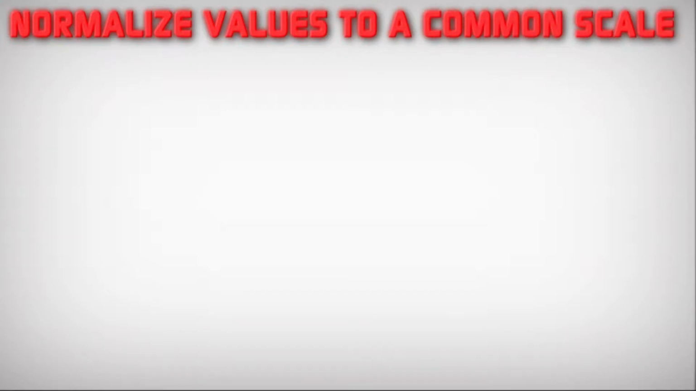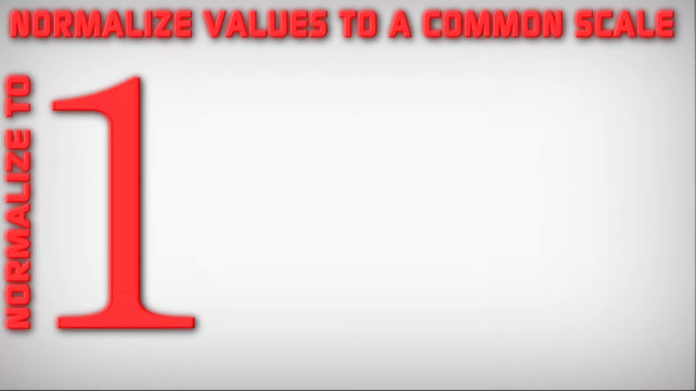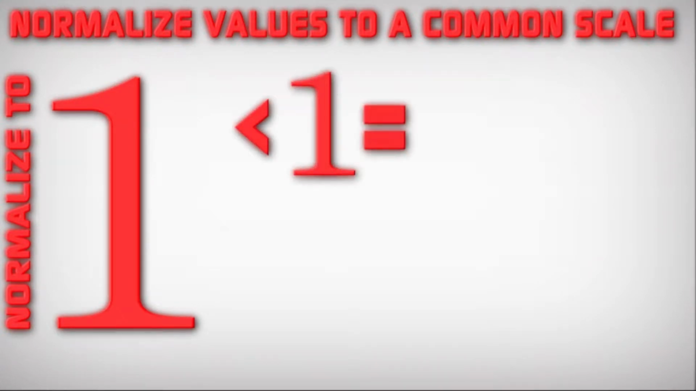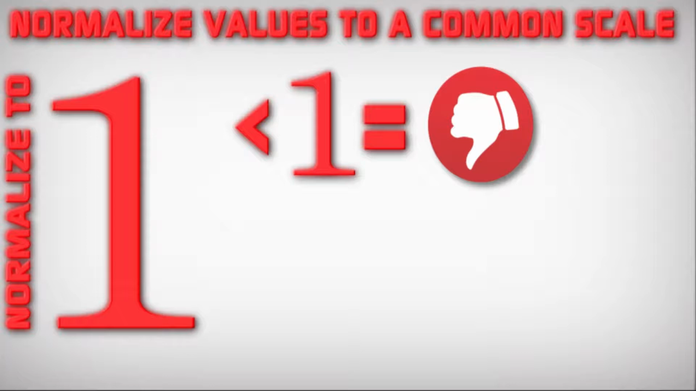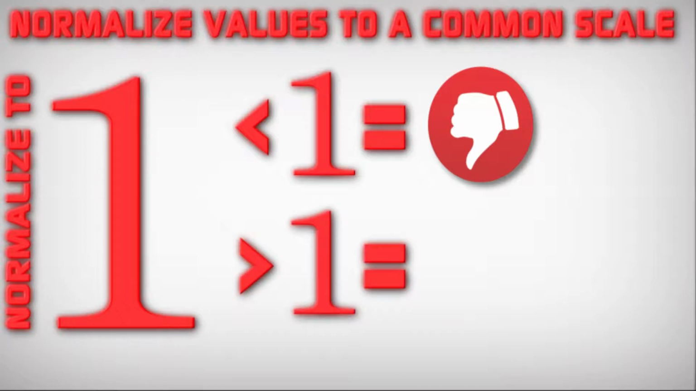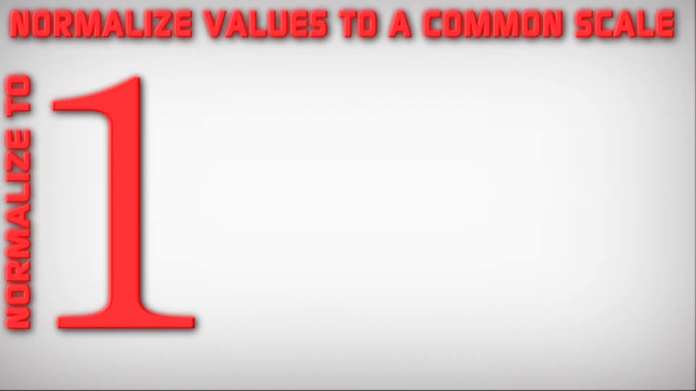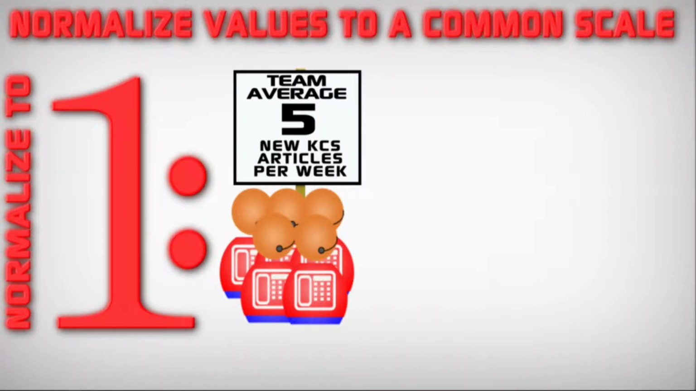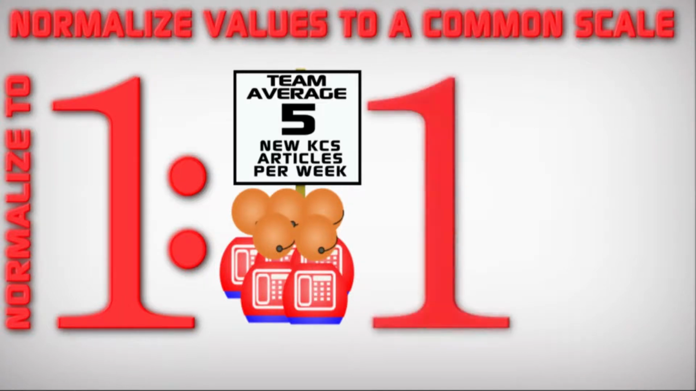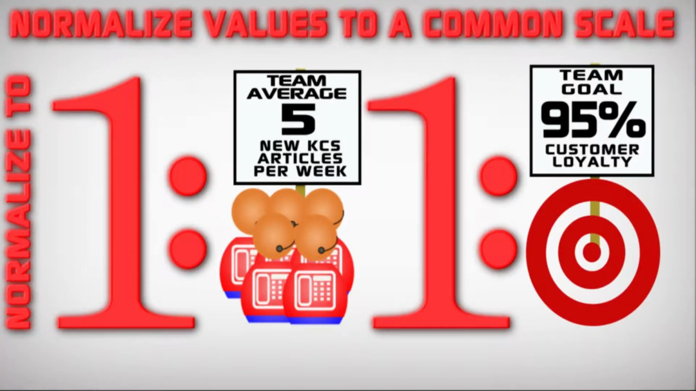Secondly, we have to normalise the values to a common scale. For this example, we will normalise to the value of 1. So anything less than 1 is not meeting the team average or the goal, and anything greater than 1 is better than the team average or exceeds the goal. In the case of the leading indicators, the activities, we will normalise it to the team average. Remember, do not put goals on activities. For the lagging indicators, being the outcomes, we will normalise the goal to 1.